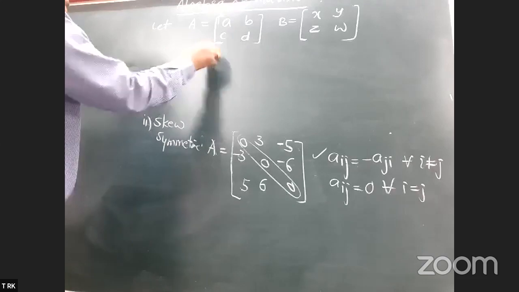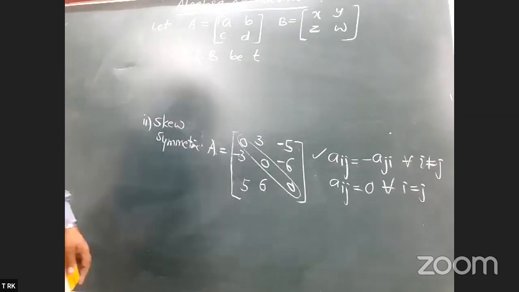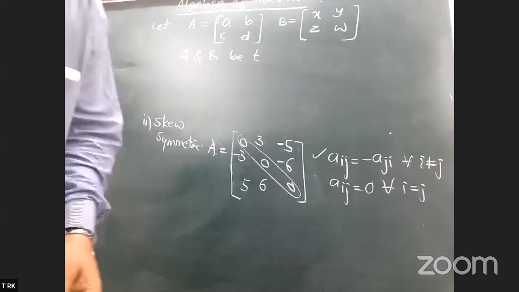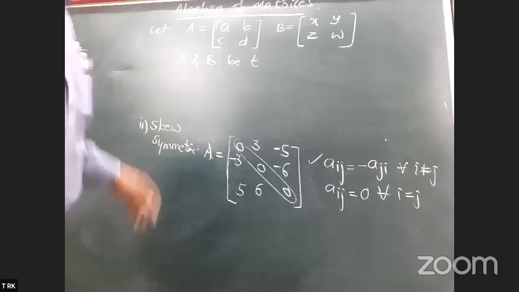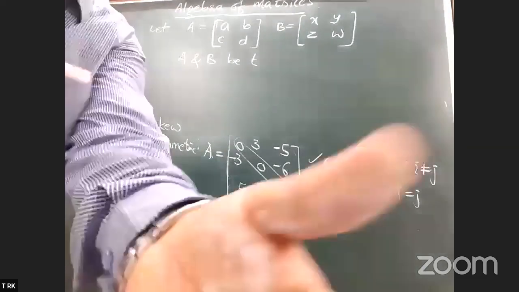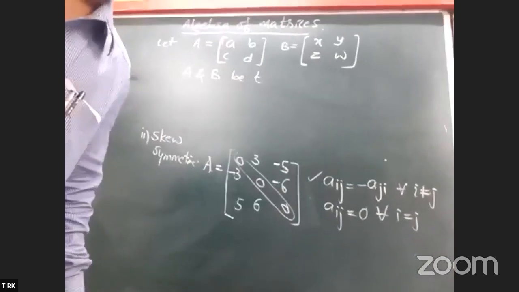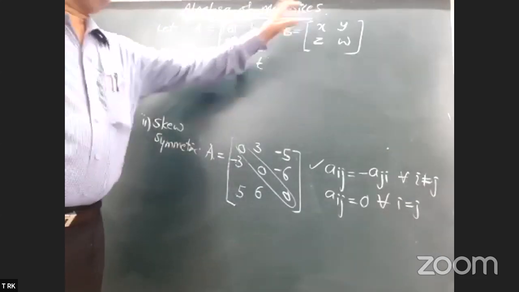A and B. Sir, at first line, what have you written, sir? First line algebra of matrices. Addition of the matrices, multiplication. So study the first line, algebra of matrices.